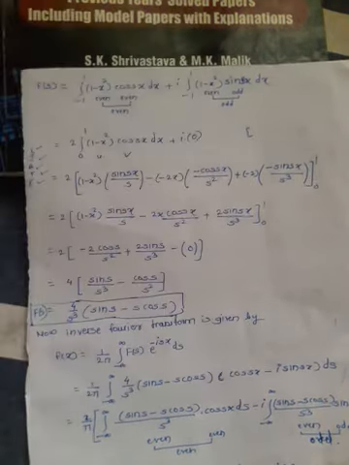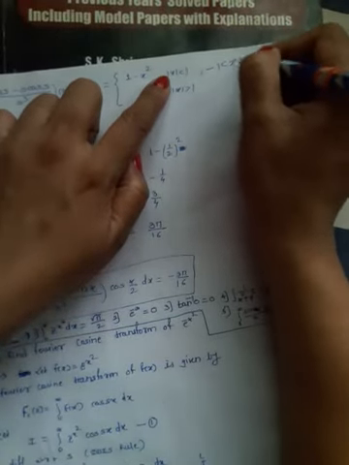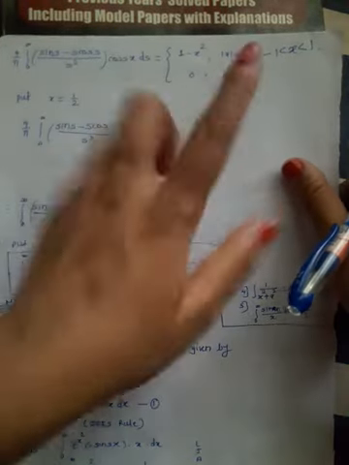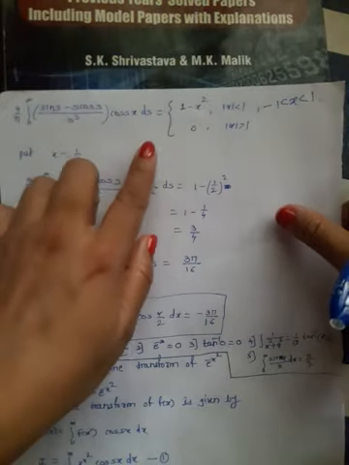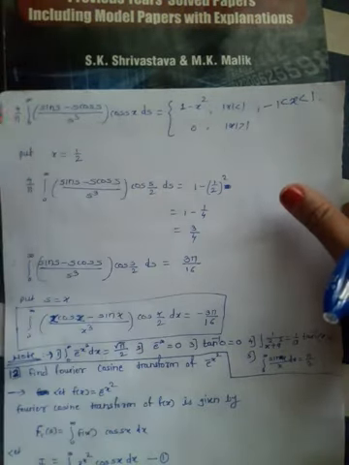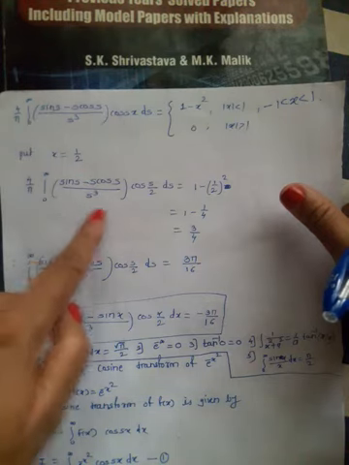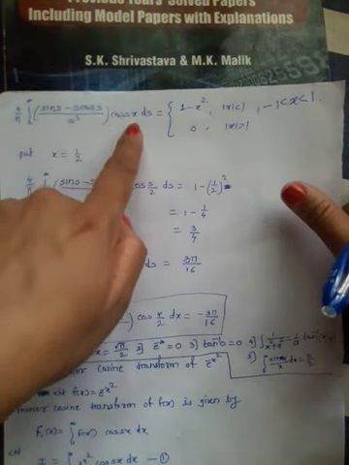In the next step, this integration is equal to f(x). This is our f(x): mod x less than 1, meaning minus 1 less than x less than 1, and 0 otherwise. Now we have to put x equal to half on both sides. We get 4 by pi, integral from 0 to infinity of (sin s minus s cos s) upon s cube times cos of s x, with x equal to 1 by 2.